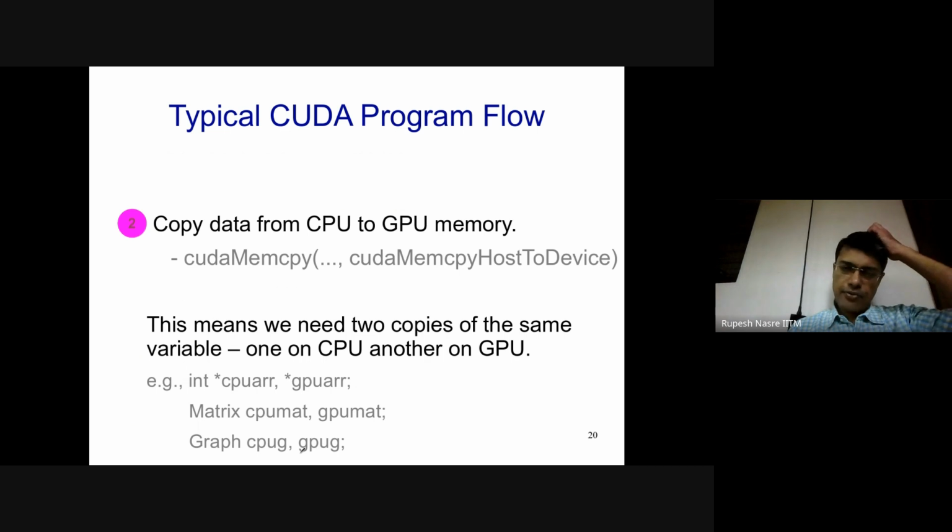And since we have these two copies, you will often see such kind of naming: CPU array, GPU array, CPU matrix, GPU matrix, CPU graph, GPU graph, etc. As we were discussing, there will be copies and we will have to keep those in sync. Okay. If there are any questions so far, please feel free to ask.